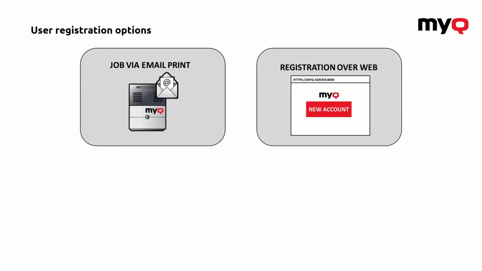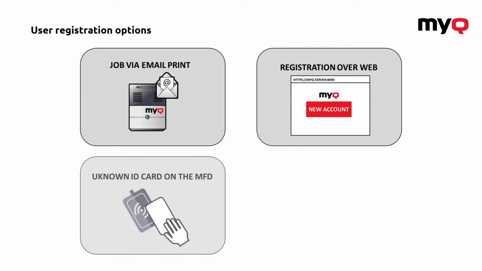Another option which is more suitable for a hotel or a school or library would be that you will allow the user to register over the form, which may appear automatically when they open the web UI of MyQ. There will be an option of a new account through which they can self-register, providing their email and name. Based on that, the system will generate a PIN, which is then sent to the email address they have provided. And from that moment, they can use the system, for example, for the email printing or the mobile print as well.